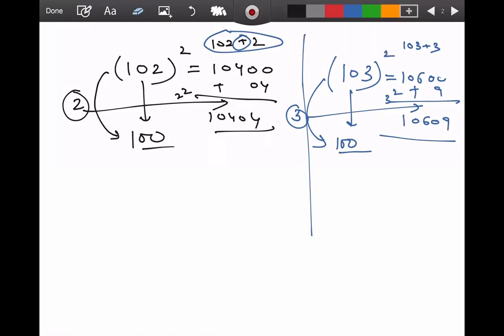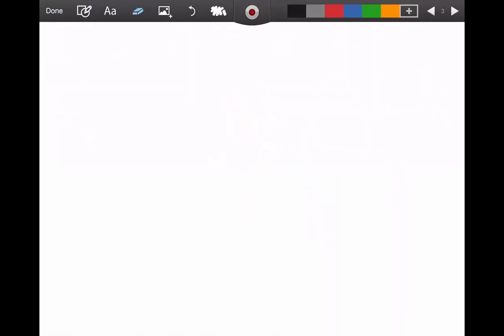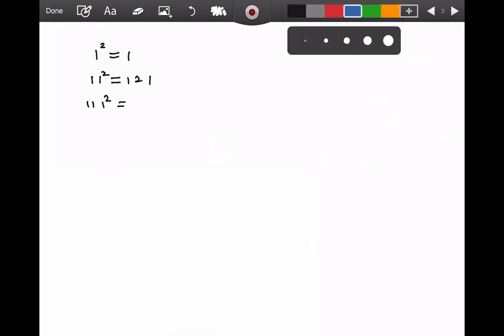Yes, sir. Now I'll take you to class 8 again. There were some patterns. I'm not sure if you can recall it. 11 square is 121. What is 111 square? Can someone remember this? 1221. No. 1331. No, 1331 is 11 cubed. So this is 1, 2, 3, 2, 1.